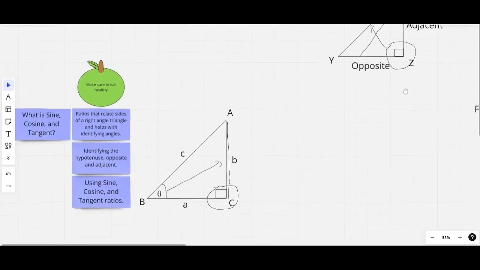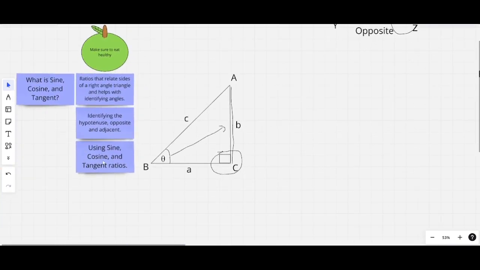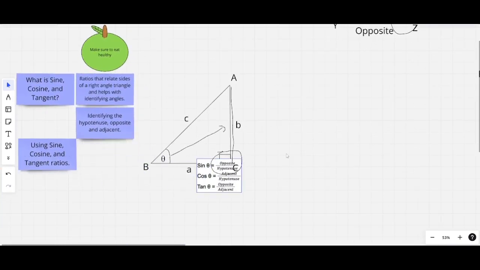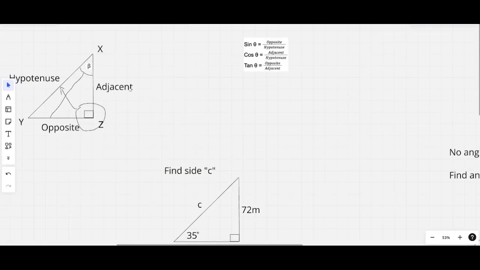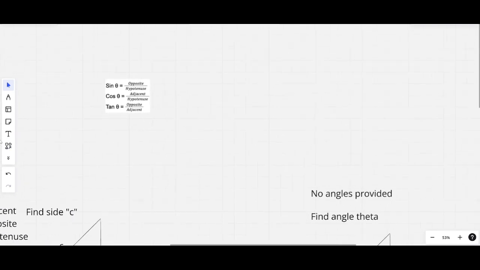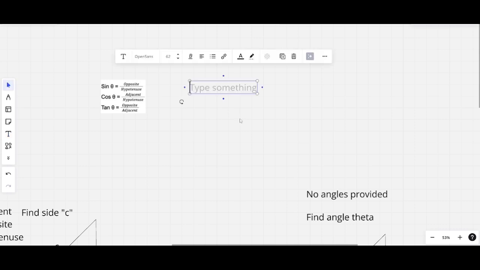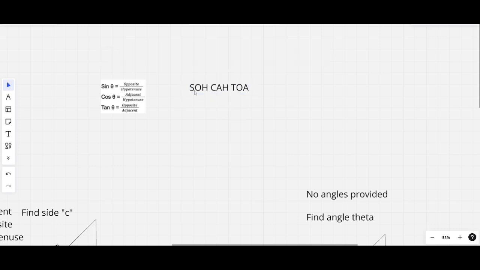Now, how do we actually apply these ratios to an actual question? What essentially are these ratios exactly? And how do I remember them? Well, a really good acronym that you may or may not have heard of is called SOHCAHTOA.